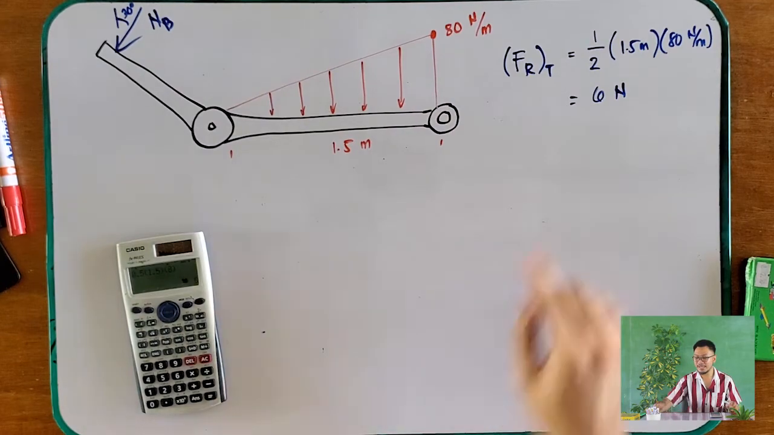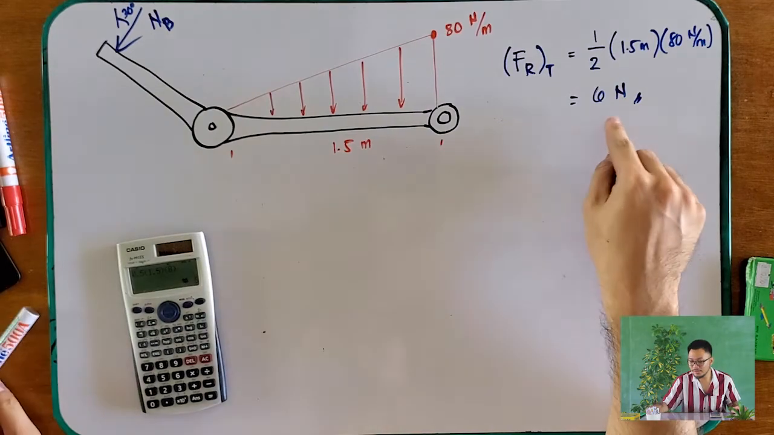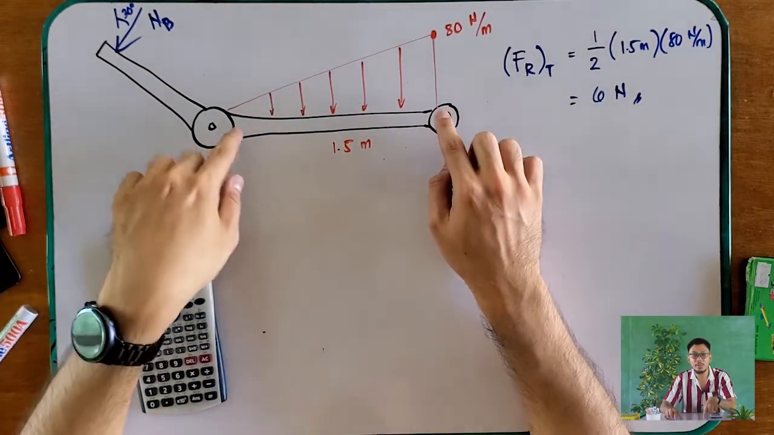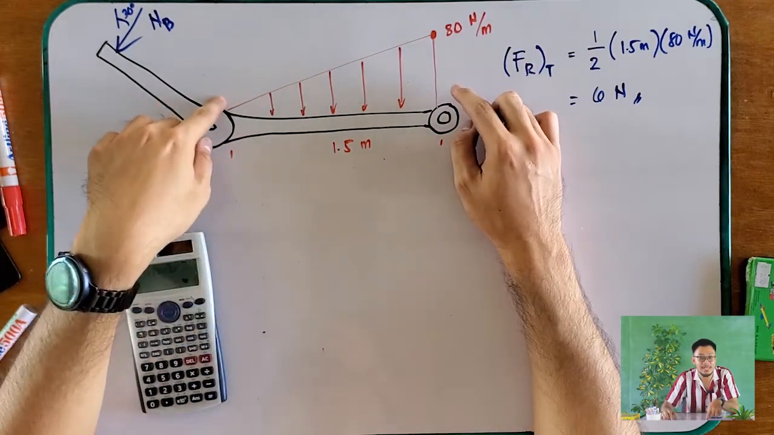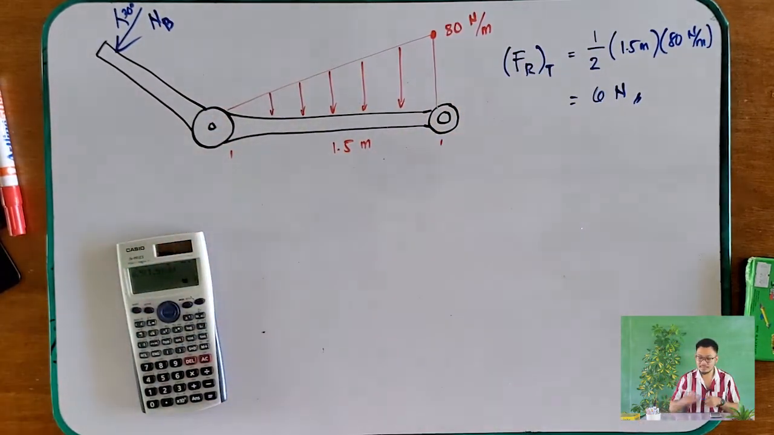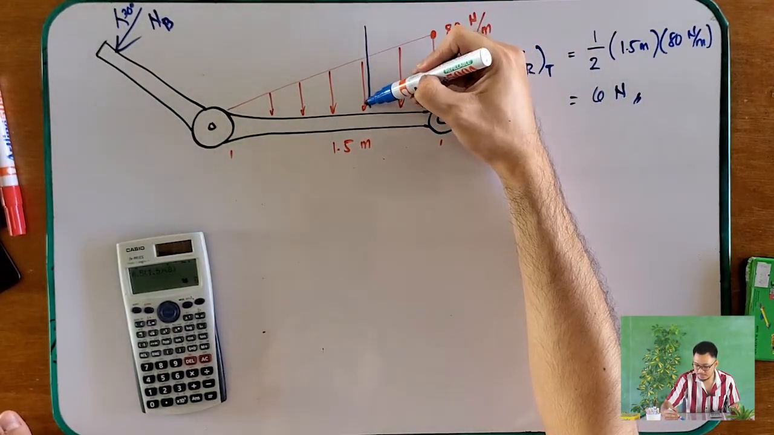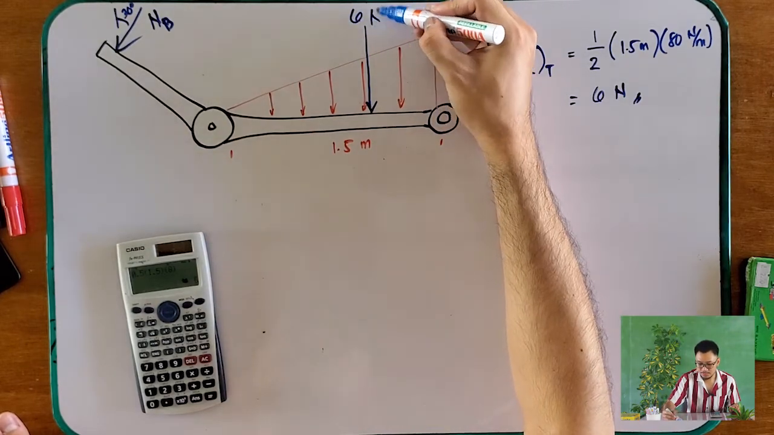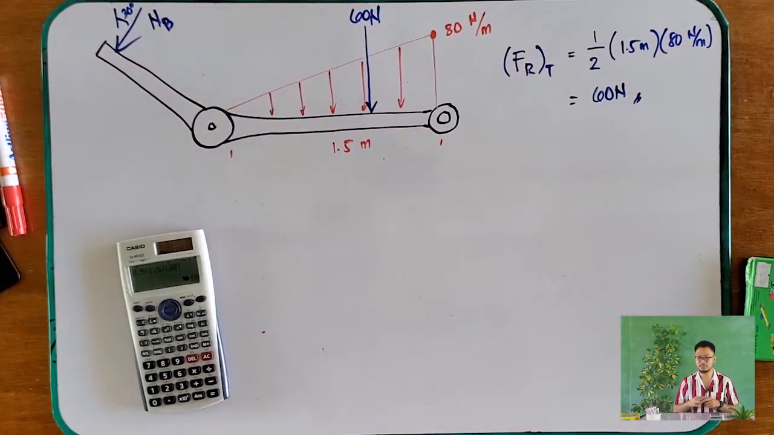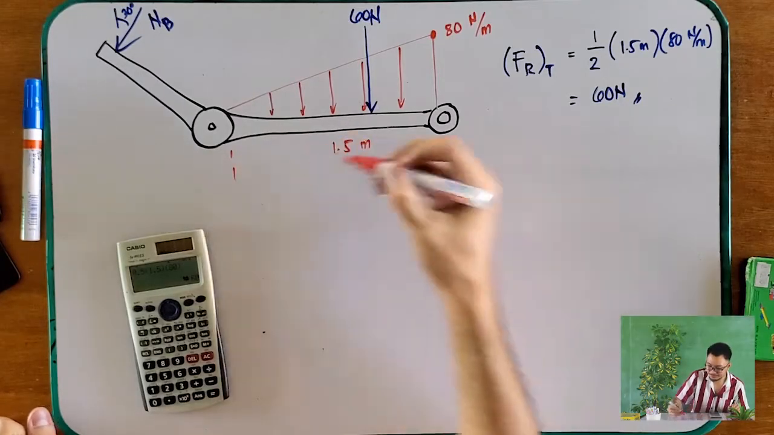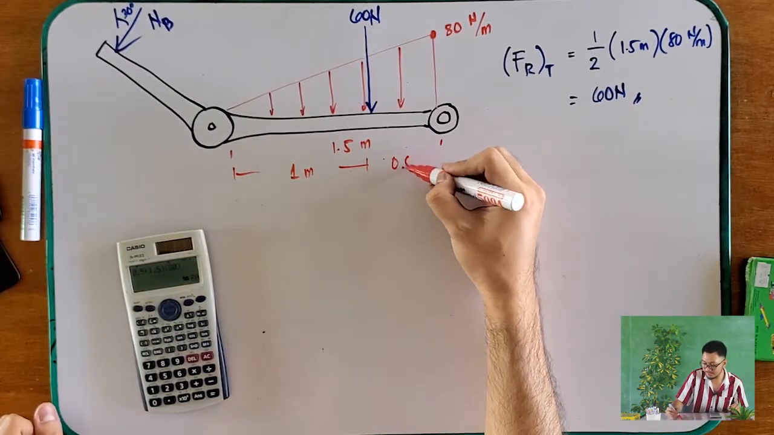And where is this force located? Right, we learned that your resultant force should be located 1/3 from the largest end of this triangle and 2/3 from the smallest end. So we see that it is located here, 6 newtons. I mean 60 newtons. So, this one is 1 meter and this one is 0.5 meters.